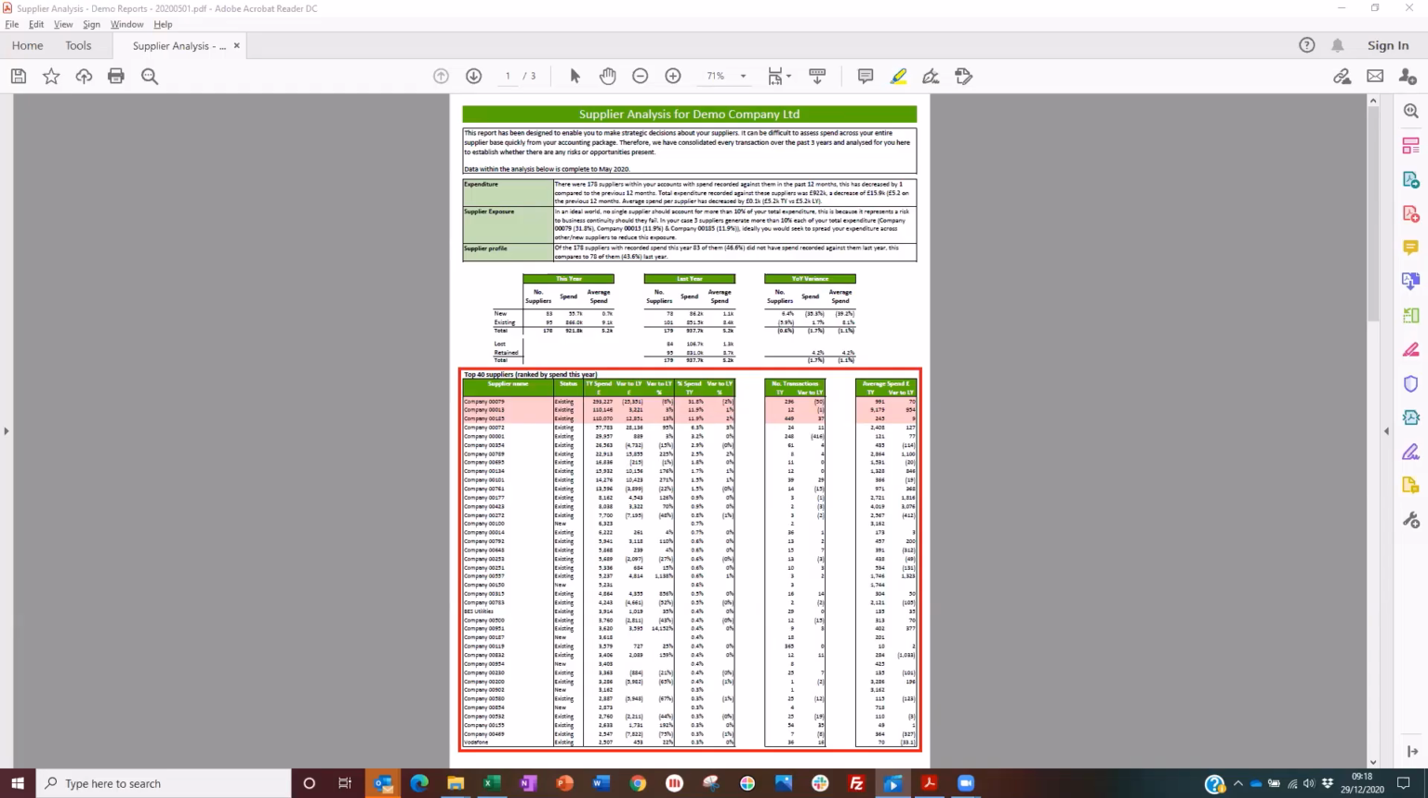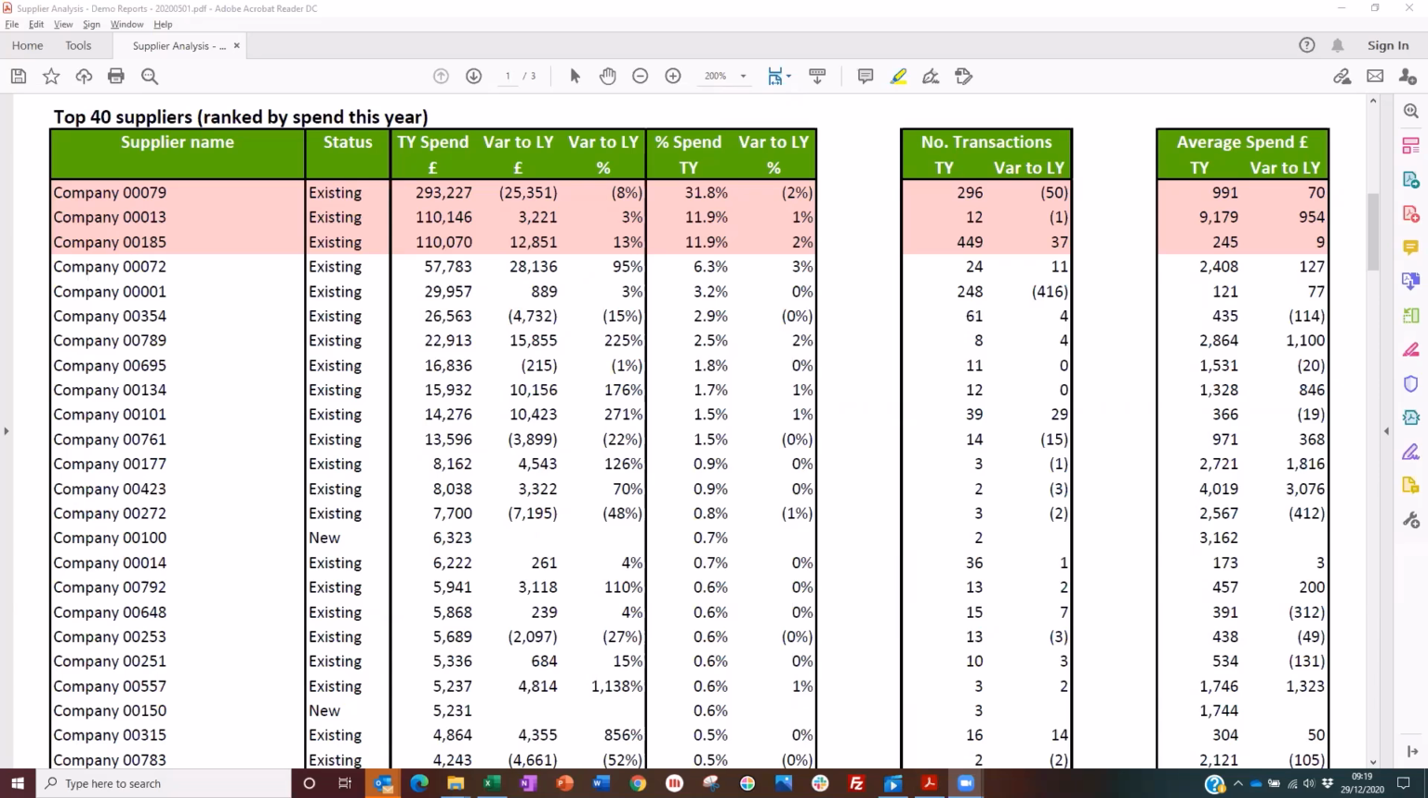At the bottom of the first page, there is a table which analyzes your spend by supplier for your top 40 suppliers ranked by value over the past 12 months. The table displays the name and status of each supplier, with an existing supplier defined as one who has had a transaction in the most recent 12 months and in the previous 12 months, and a new supplier defined as one who has had a transaction in the most recent 12 months but not in the previous 12 months.